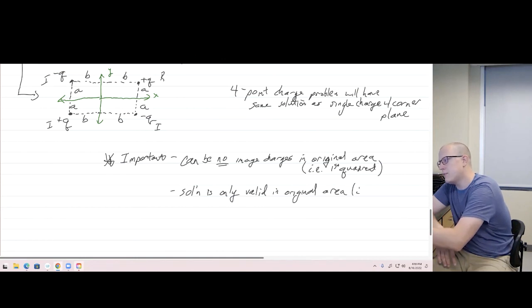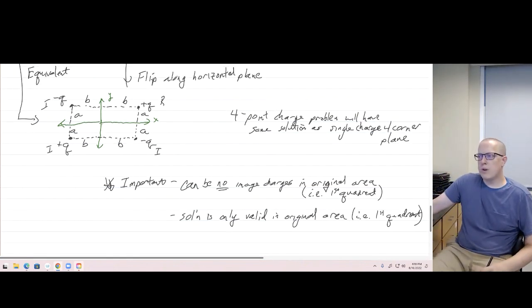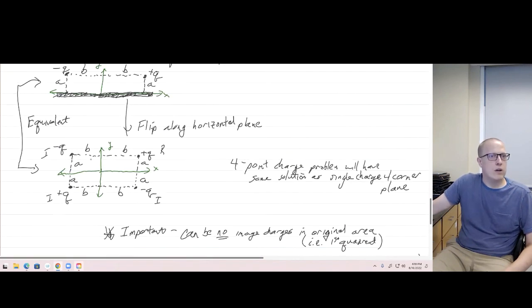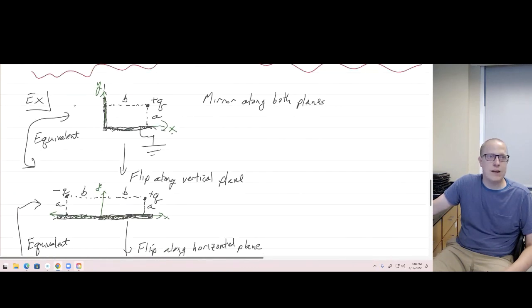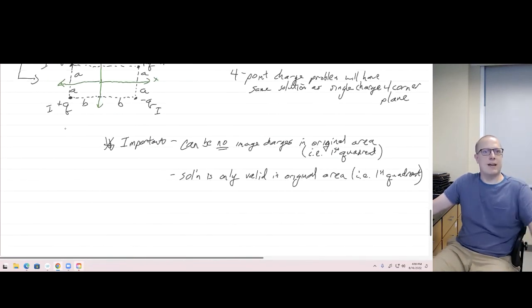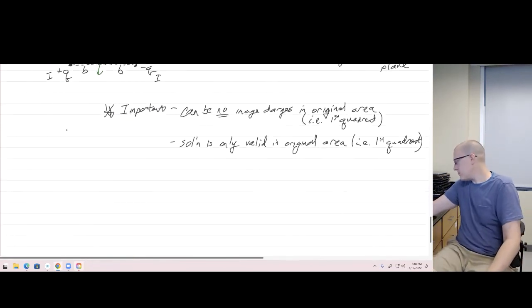Again, for this problem, the first quadrant. So even though with these point charges, I could certainly find the potential due to all these point charges in the second quadrant, that is not the original region that we were dealing with over here. And so whatever potential I get on the first quadrant, that's fine, but that doesn't mean that I know what the potential is on the other side of all these planes. Okay.